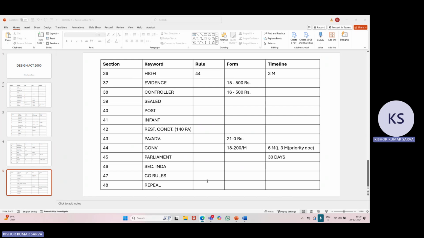Now 42 is restrictive conditions. Assume that I have a patent and I have a design. The Patent Act has 140 sections and the Design Act has 42. Same to say that if I have a design and you want to take a license in my design, then I say that you have to take my design, and you have to purchase the parts of my other design. This is the restrictive condition, right?